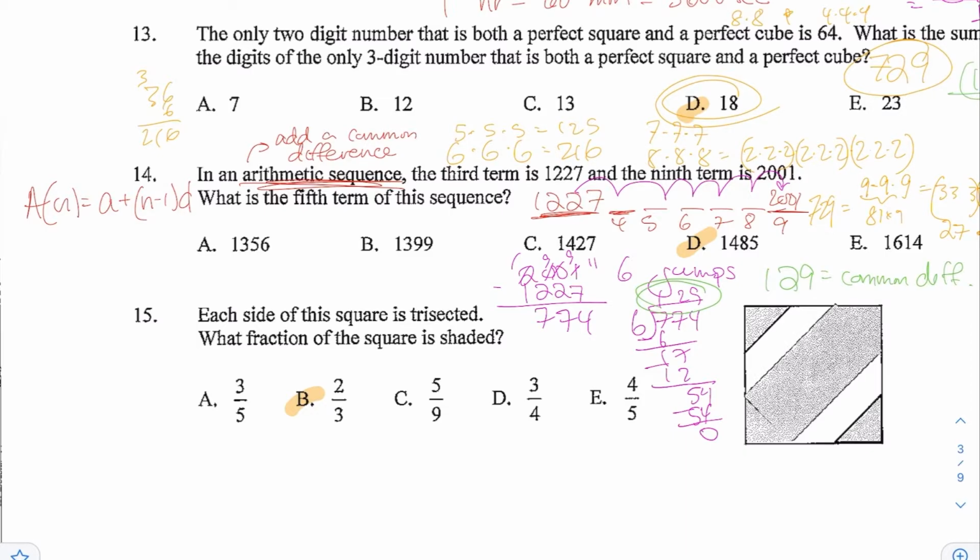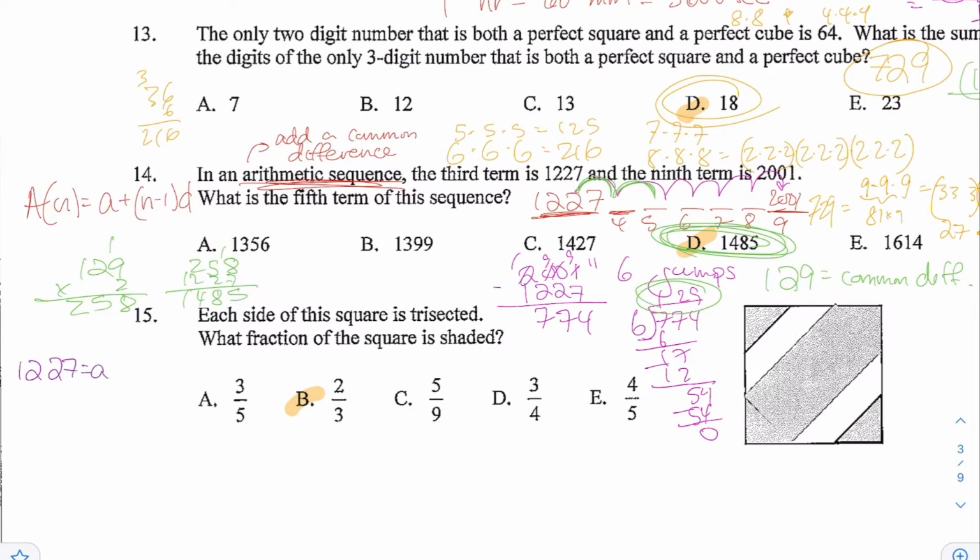So that means that to get the fifth term, you have to add 129 2 times. So 129 times 2 is 258, and 258 plus 1227 is 1485, choice D. You can also set up this formula, and you can do elimination.